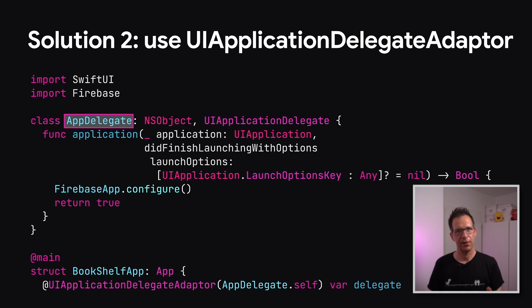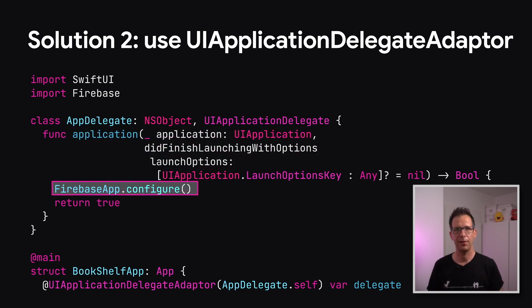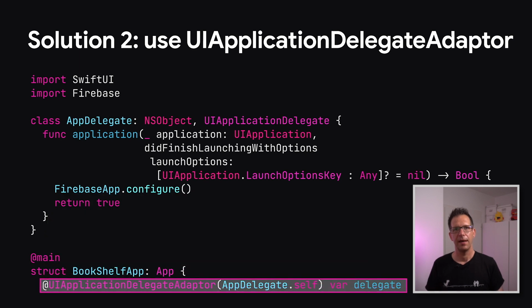You can actually reuse your existing app delegate like this one. You just need to make sure to remove the @UIApplicationMain attribute. Otherwise, the compiler will complain about seeing two app entry points. Over here in didFinishLaunchingWithOptions, we can initialize Firebase, and then to connect the app to the app delegate, we use @UIApplicationDelegateAdaptor and reference the app delegate just like so.